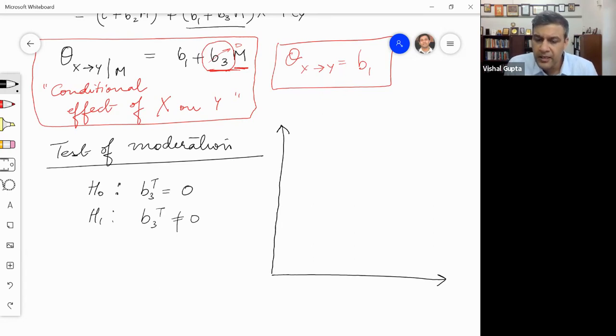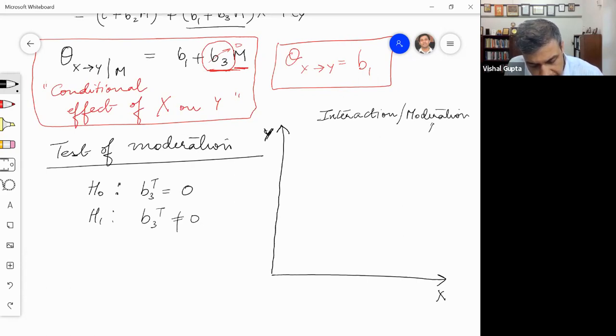Any paper in any discipline, OB, HR, marketing, strategy, communication, any of these disciplines, whenever you talk about moderation, you will always have to plot how the relationship between X and Y is changing for different values of the moderator. So we call this an interaction plot, interaction or moderation. And no moderation paper is complete without such a plot.